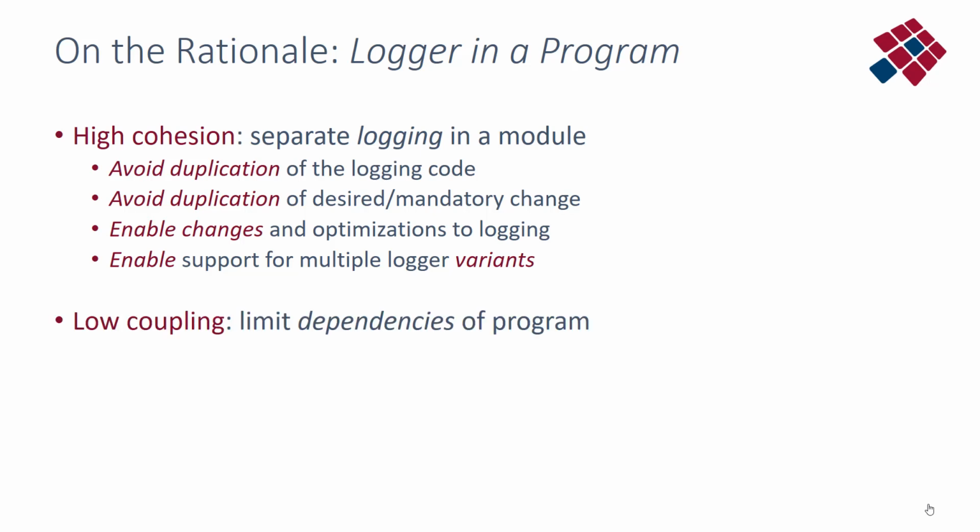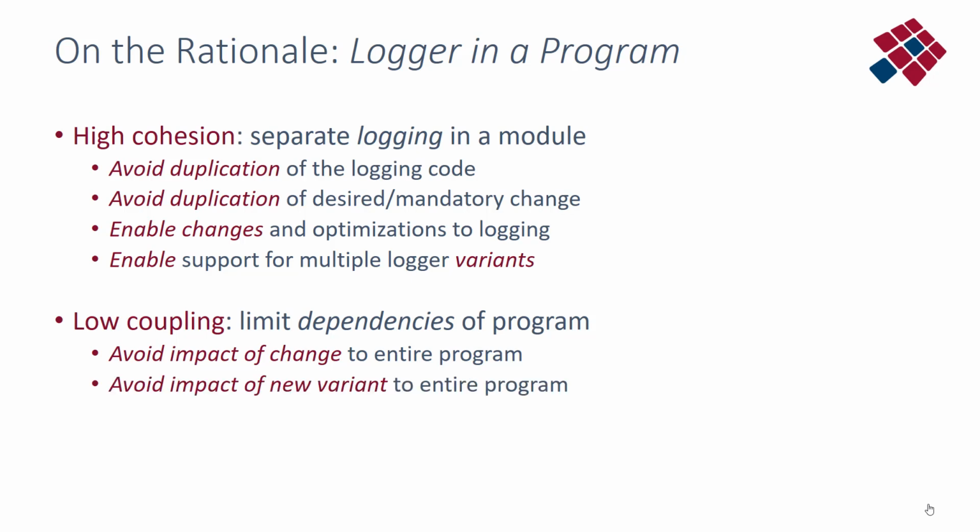And why do we want low coupling? Well, we want to limit the dependencies of the program. We want to avoid the impact of a change to the logger on the entire program. We want to avoid a new variant having an impact on the entire program. That's why we want low coupling. Avoid impact on the integration at build and deploy time, not just at source coding time, but also at building and deploying, where another kind of library could also have impacts. So why do we want to have low coupling? We want to avoid that changes ripple through the entire structure.